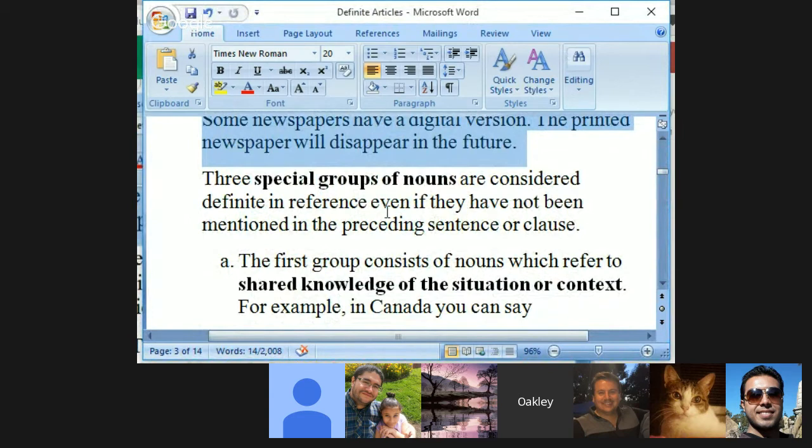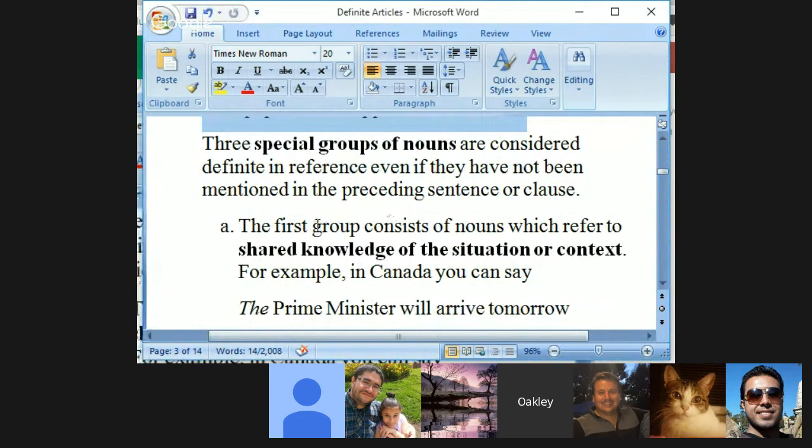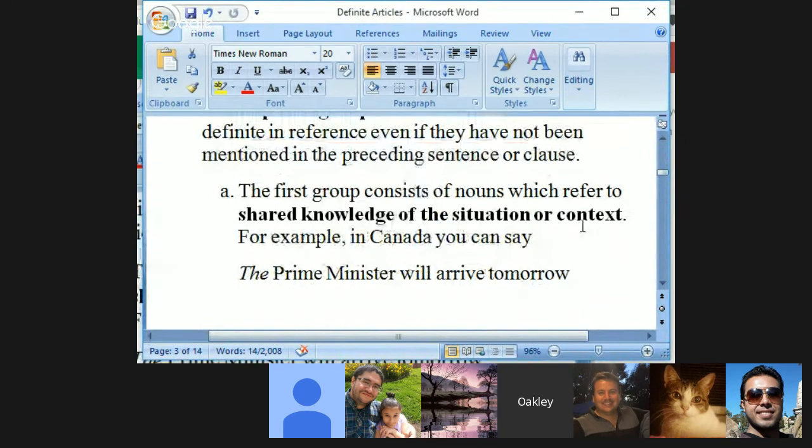All right, let's look at special groups of nouns, even if they have not been mentioned in the preceding sentence or clause. The first group consists of nouns which refer to shared knowledge of the situation or context. Kind of like the future. If you're in Canada, you can say the Prime Minister will arrive tomorrow. Actually, even closer to what Victor did: there is a highway in the city. It is assumed that you have this shared knowledge of situation or context.